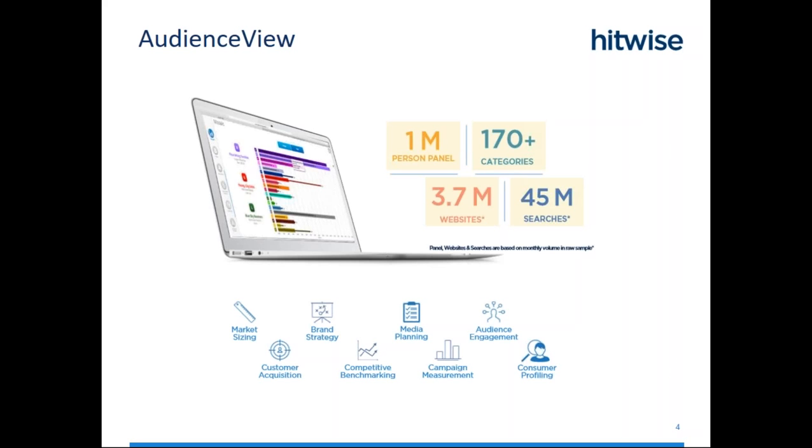you can get a stronger understanding of who your actual audience are, what websites they're visiting, what search terms they're using, how many of them are going to your competitors, so you can actually come up with a unique number for your customers, which helps with loyalty. So we have a 1 million person panel, which is the largest in Australia. This is across 170 categories, 3.7 million websites and 45 million searches.